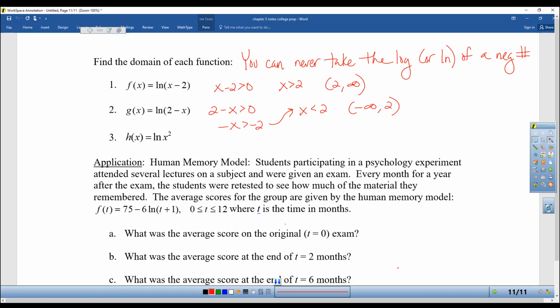So a little bit of a trick here. Natural log of x squared. Well, x, when it's squared, will come out to be positive. So this domain would be all reals, because you can take the log of any positive number.